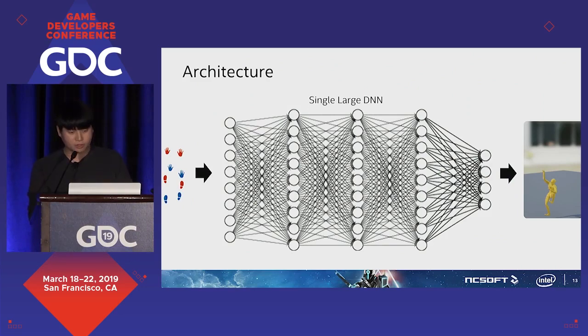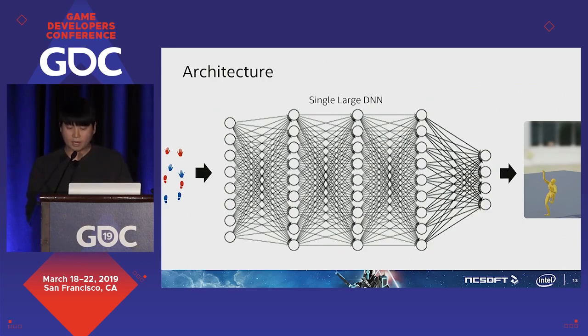We first tried to generate motions with a single DNN, but it was designed very large in order to infer and generate a motion all at once. And this very large DNN consequently introduced expensive computation cost. And to make the matter worse, the quality of output motion was not good enough.